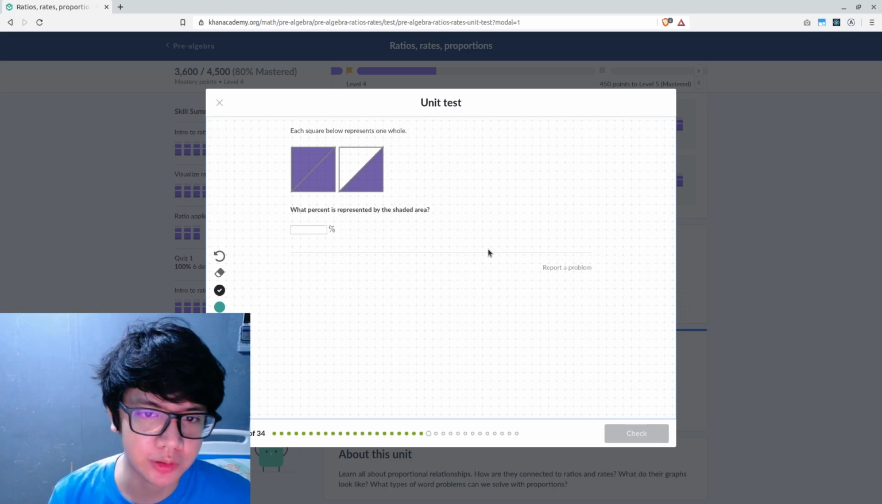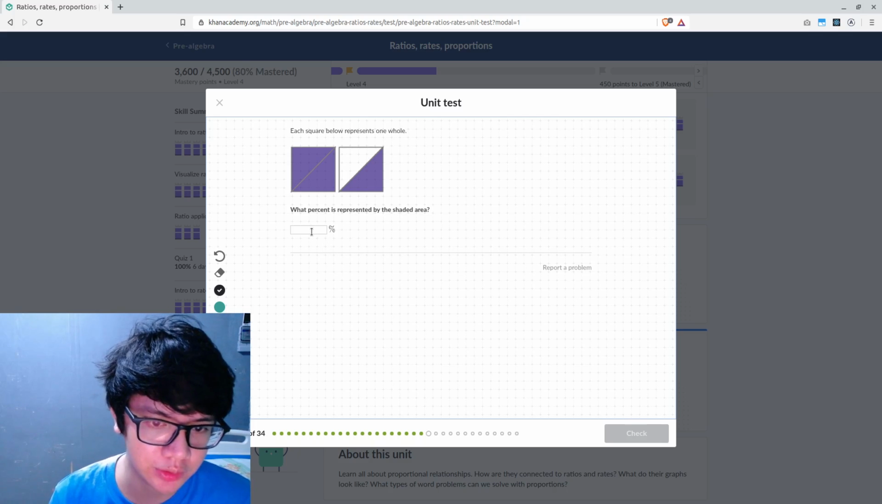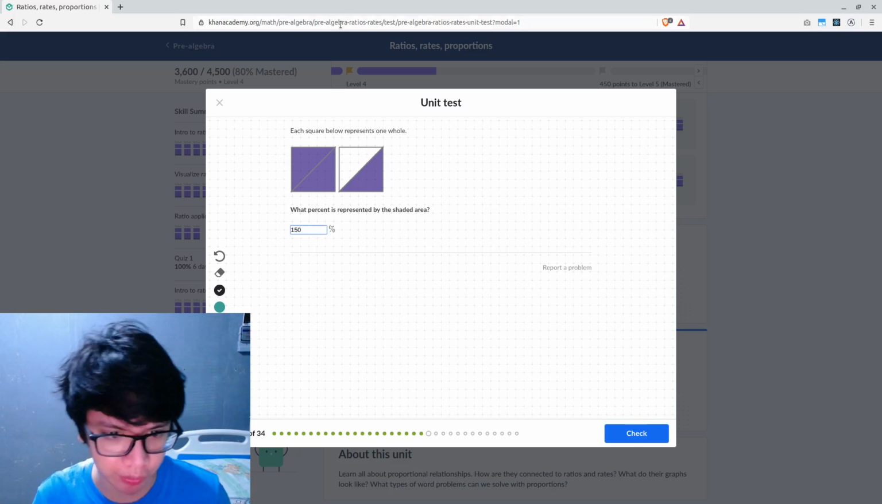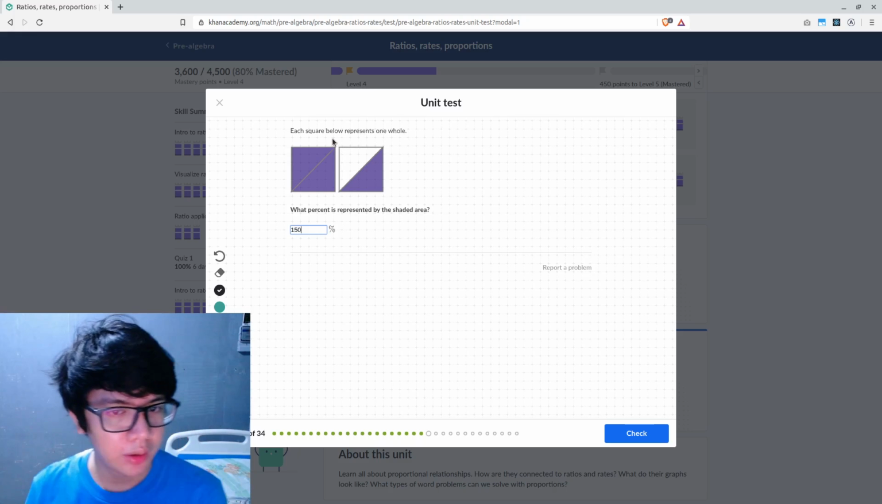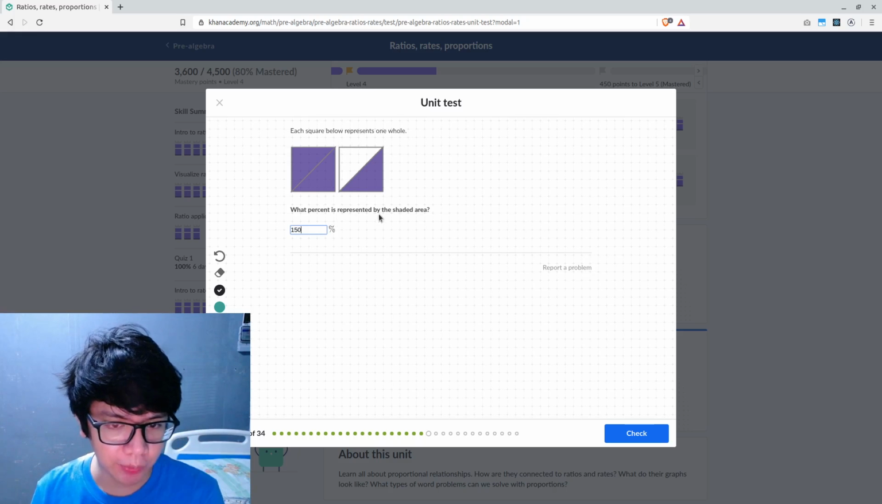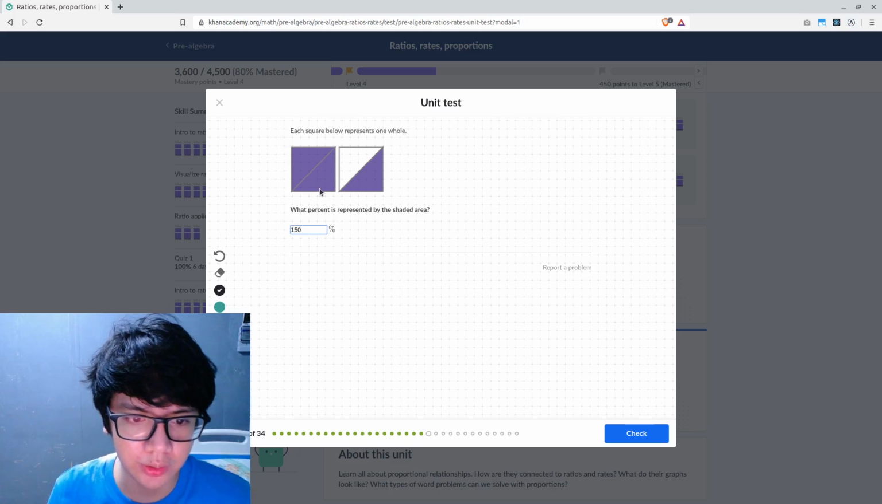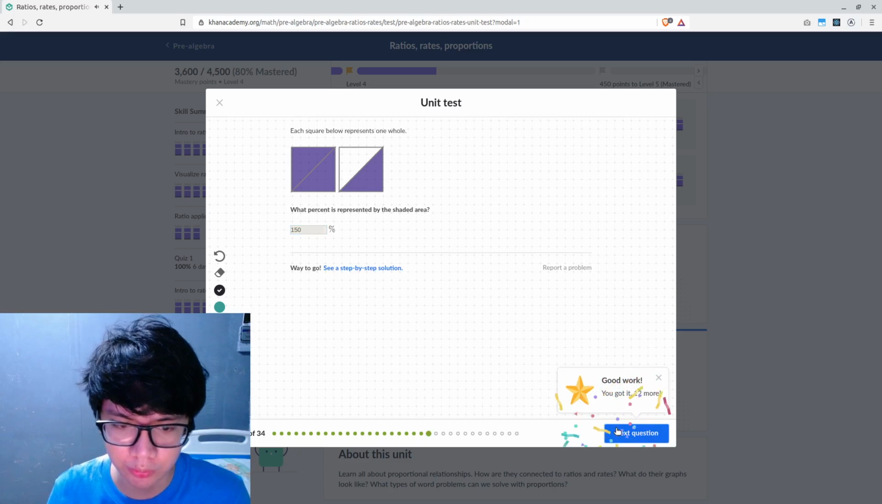Each square below represents one whole. What percent is represented by the shaded area? 150%. What percent is represented by the shaded area? 150. Please be correct. Cool.